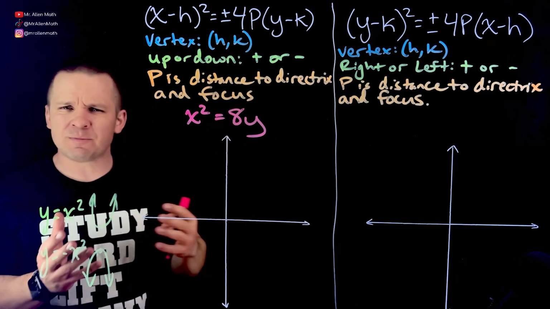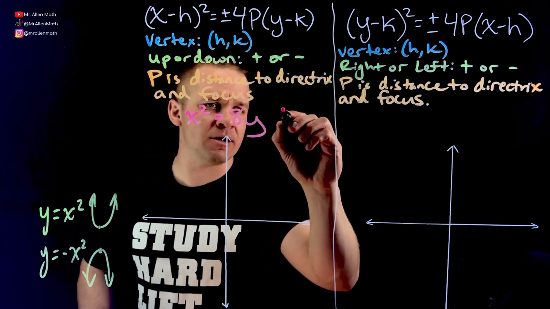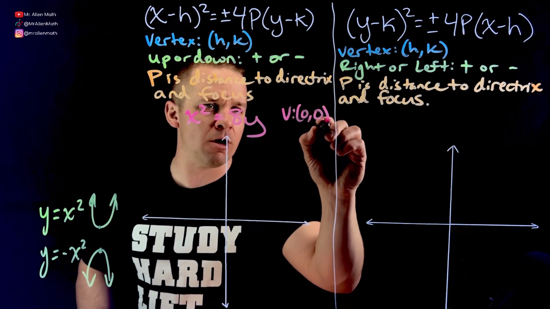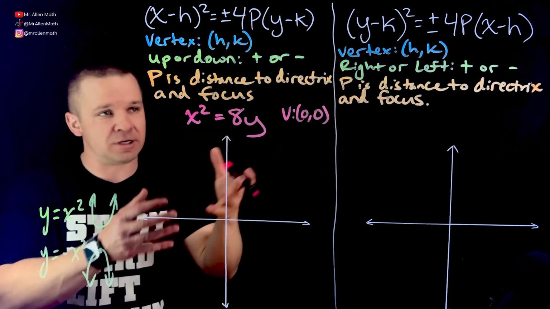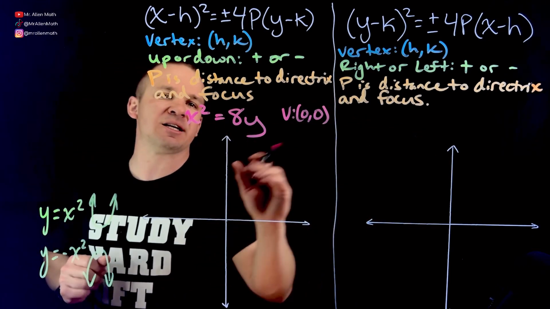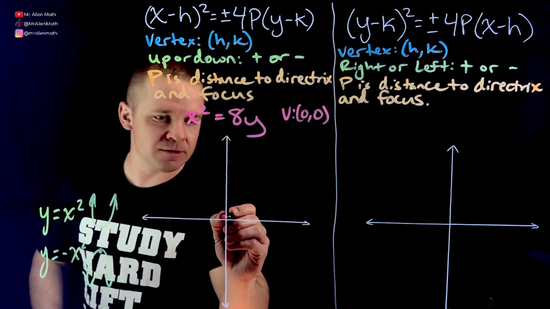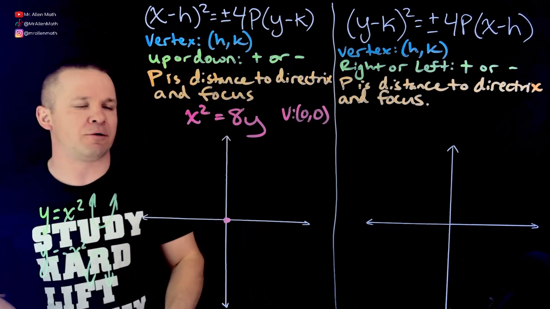Okay, what's my vertex going to be? So vertex here is just going to be at 0, 0. There's no numbers added or subtracted. I'll do one where we have some numbers in it as well for the second example. So my vertex is 0, 0. Boom, pop a point right there on the graph.